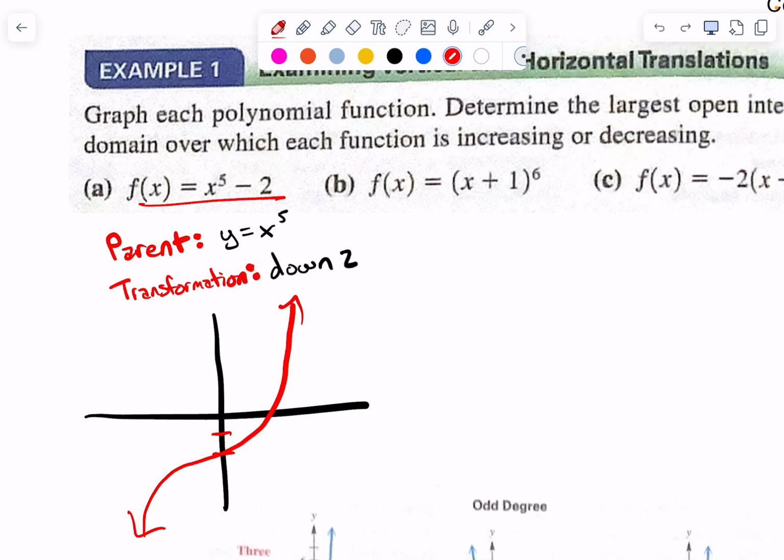Okay. So he has to hit 2 on both of them? No, just on the y-axis. I don't know where he hits over here. Not necessarily true that he hits 2 over there.